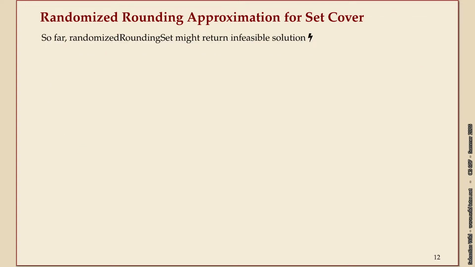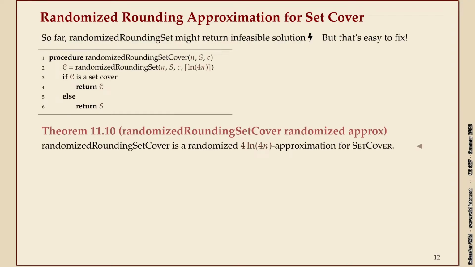Now this is not an approximation algorithm in the way we defined it, because it sometimes returns a solution that's not actually a solution. It's not even feasible. In this case, that's easy to fix by, if the algorithm fails, just taking all sets. So you run your randomized rounding. If the output is garbage, then you output all of the sets, otherwise you keep it. And with that, you can show that this is a randomized 4 log n approximation for set cover.